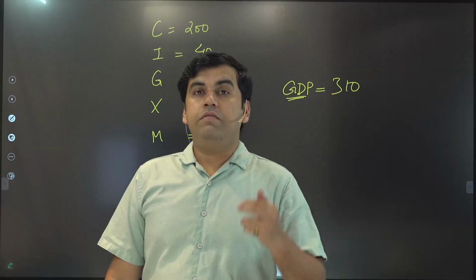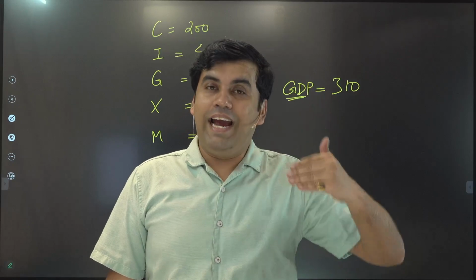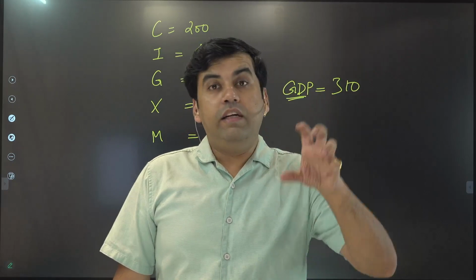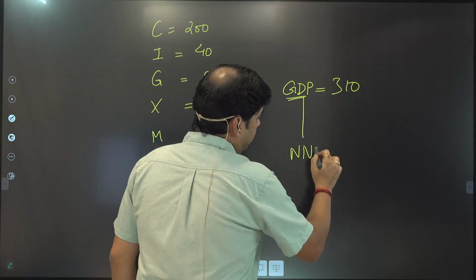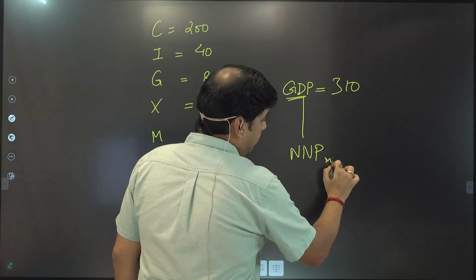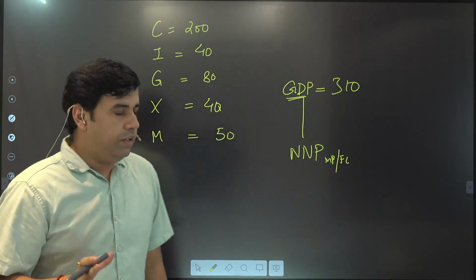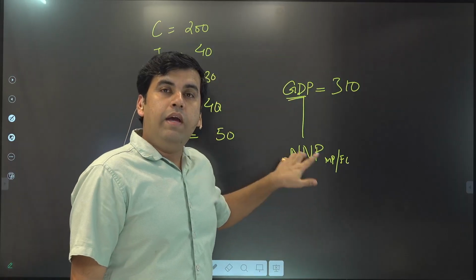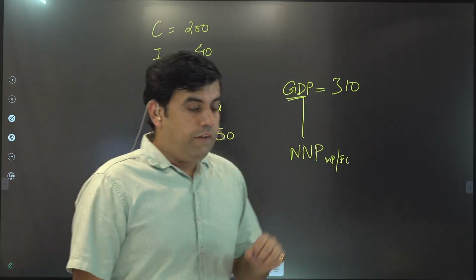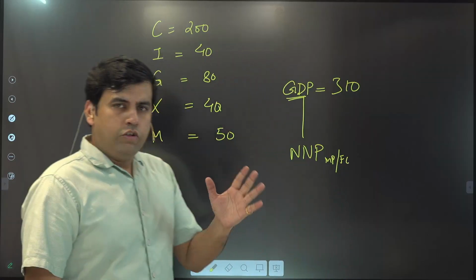Now there are some things which are subtracted and some which are added up to calculate the final figure, which is NNP. It may be at market price or at factor cost. We are using it at market price, that's a different thing. From here to here, we have to add certain things and subtract others, as simple as that. We'll do that.